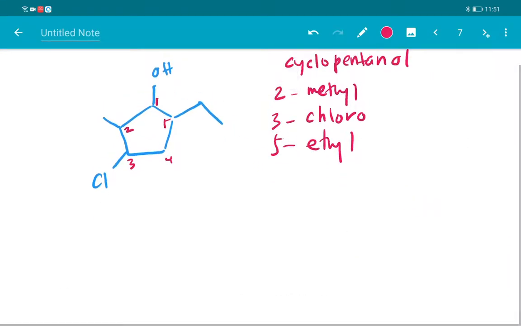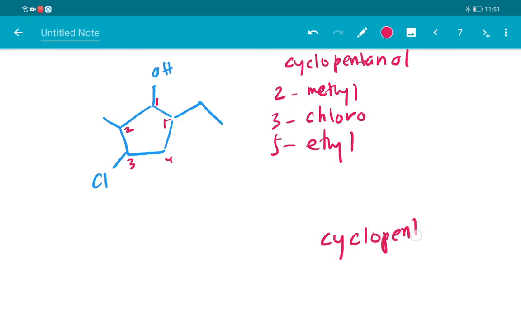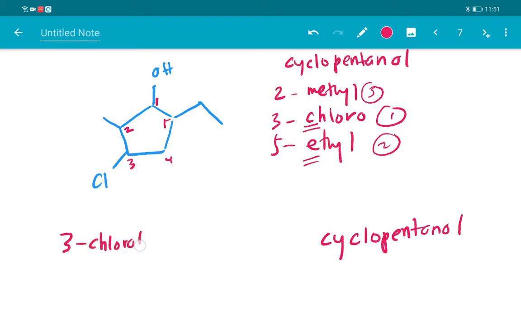So after we have list everything, okay, kita akan susun nama parent chain di belakang, which is cyclopentanol. Okay, between these 3 substituent, the one that should come first will be chloro because it starts with C, and then followed by E, and finally 2-methyl will be the last in the arrangement. So, apa kita akan dapat adalah 3-chloro, 5-ethyl, and 2-methyl cyclopentanol.